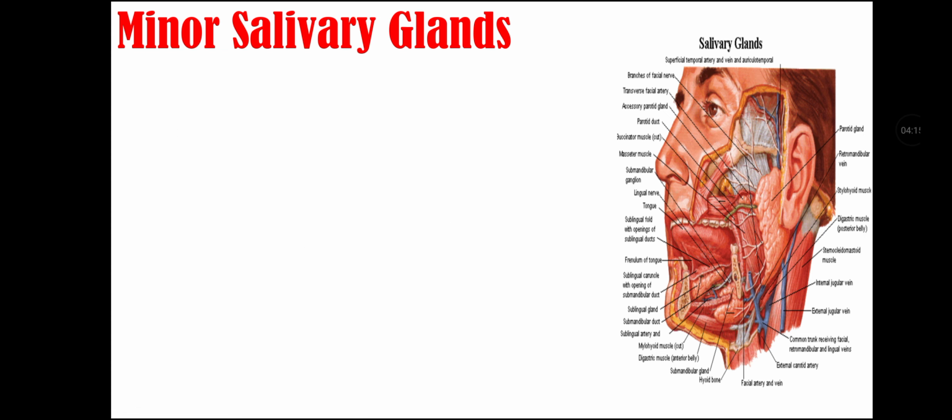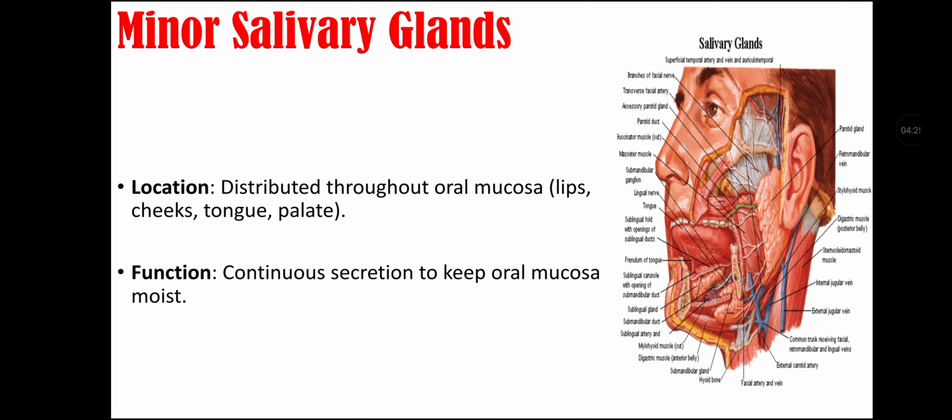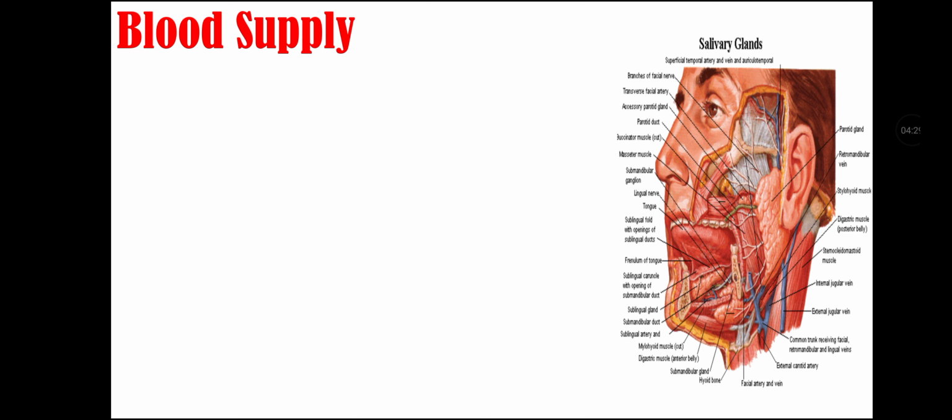Now let's talk about minor salivary glands. Minor salivary glands are distributed throughout the oral mucosa. They may be in the lips, in the cheeks, in the tongue, and in the palate. Their function is continuous secretion to keep the oral mucosa moist.